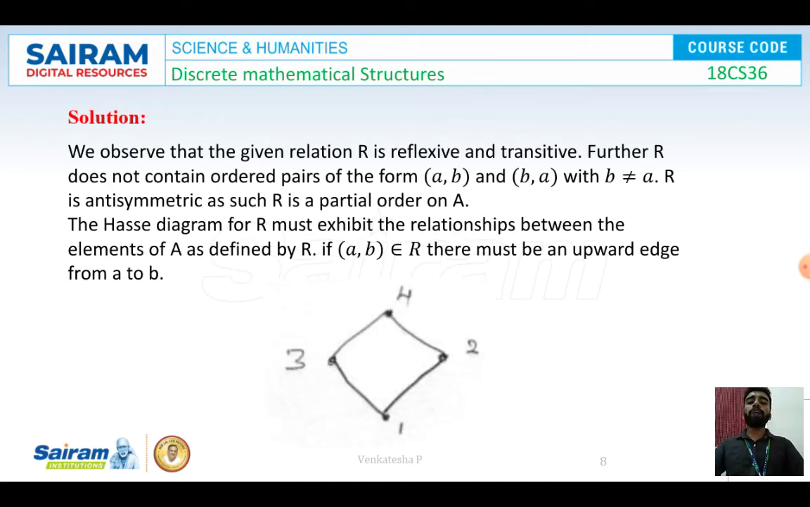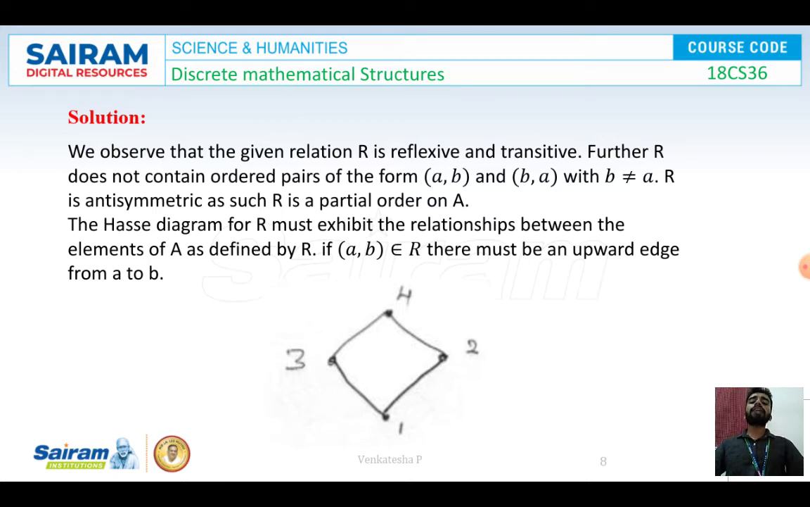So first I'm going to check whether R is a partial order or not. To say that R is a partial order, it must satisfy reflexive, antisymmetric and transitive. So we observe that from the given relation, R is obviously reflexive and transitive. Further, R does not contain ordered pairs of the form (a, b) and (b, a) with the condition that b is not equal to a here. So hence we can say R is antisymmetric, and as such R is a partial order on A.